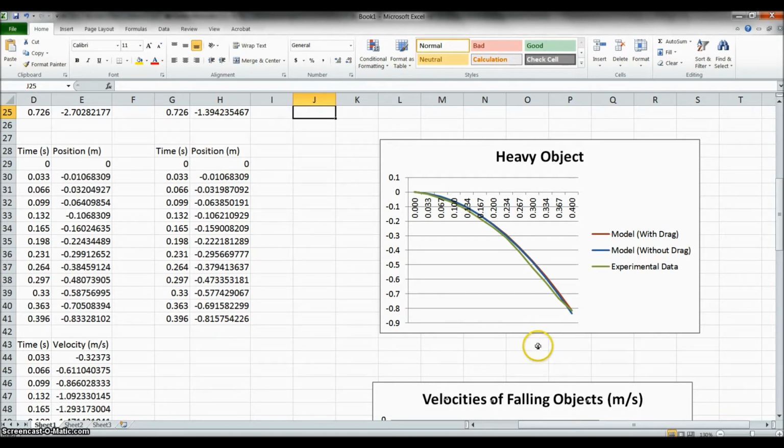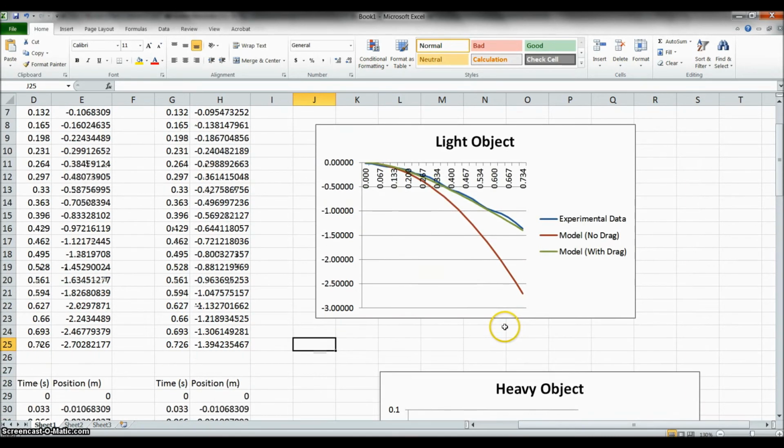But for this heavy object, we can see there's not a huge difference between the model with drag and without drag compared to the experimental data. However, on the light object, we can see a huge difference. Here, the experimental data is in blue. The model with drag is in green, and the model with no drag is in red.